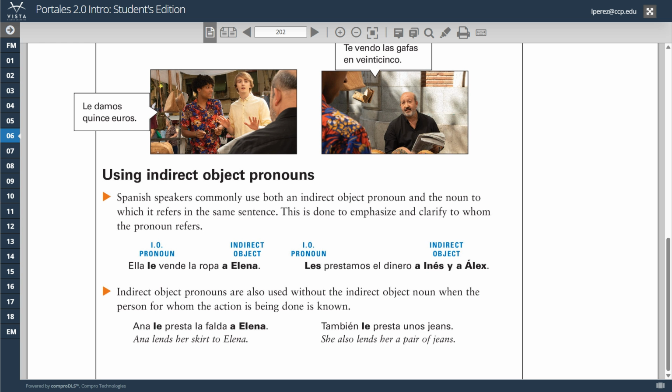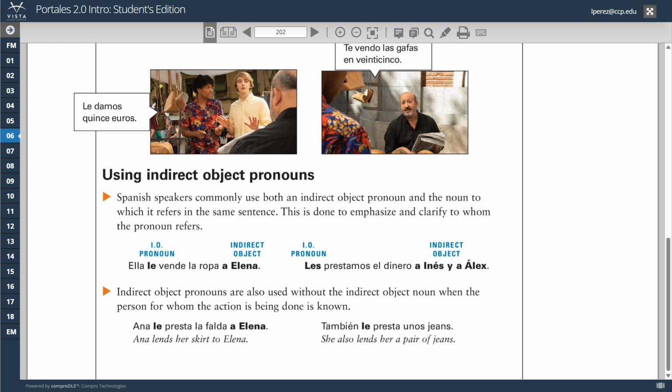Let's look at some more examples. Les prestamos el dinero a Inés y a Alex. Let's find my subject-verb combo first. Prestamos. So that's we lend. What do we lend? El dinero. That's my direct object. Who do we lend money to? To Inés y Alex. So the pronoun that matches Inés and Alex, like saying to them, is les. Les is the correct pronoun that needs to be here, but Inés y Alex help clarify that.